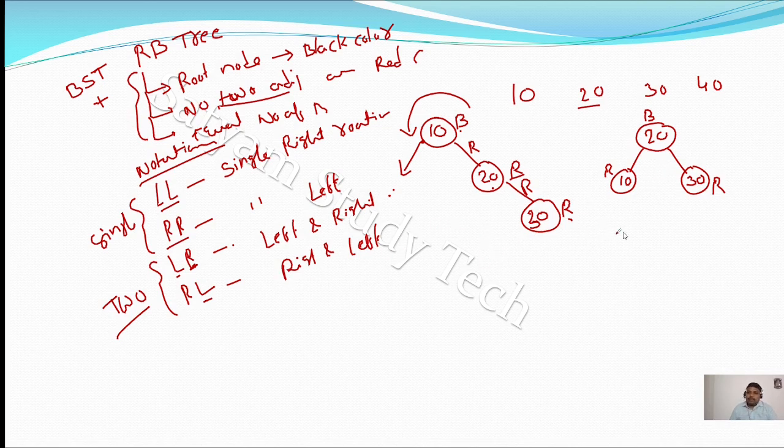The next step is, for example, if you want to add 40, where can you add 40? Here you can see, you can add the 40 here. Any new node you can take the red color. So again here the red violation is there.